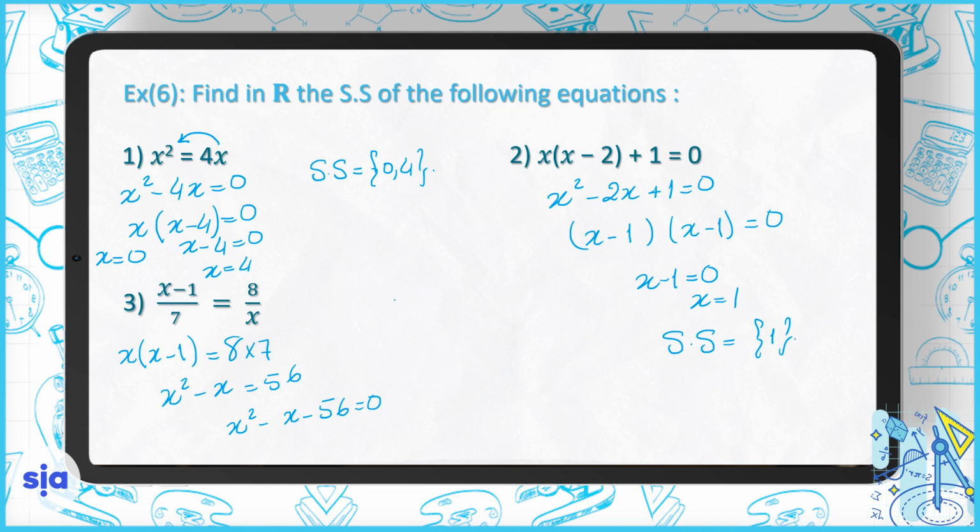To solve this one, we need to factorize. So it's x minus 8 times x plus 7. So x equals 8 or x equals negative 7. So for question 3, the solution set is 8 and negative 7.